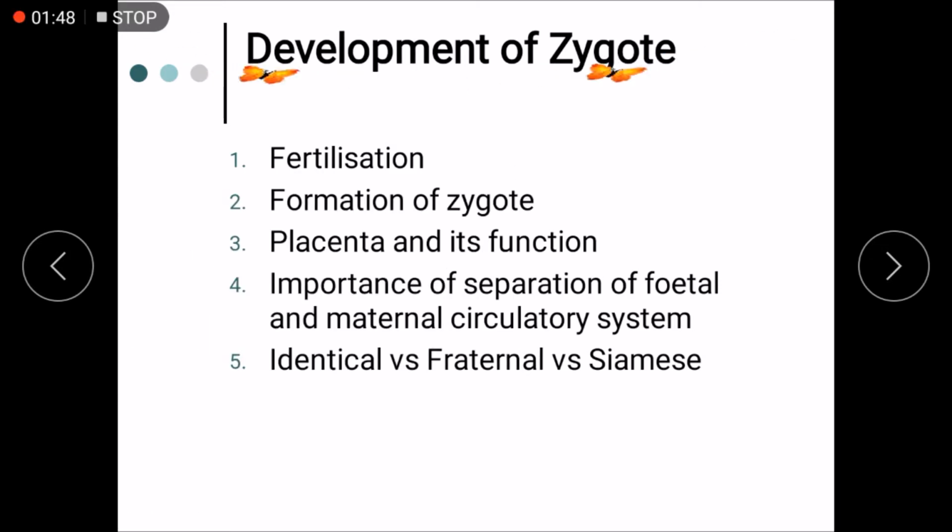And the last part is to see how identical twins and fraternal twins are formed, or produced. Then Siamese is another one. Siamese, we will use the word conjoined. Your book uses the other word also, so temporarily we will use this, but it is better to use the word conjoined twins.